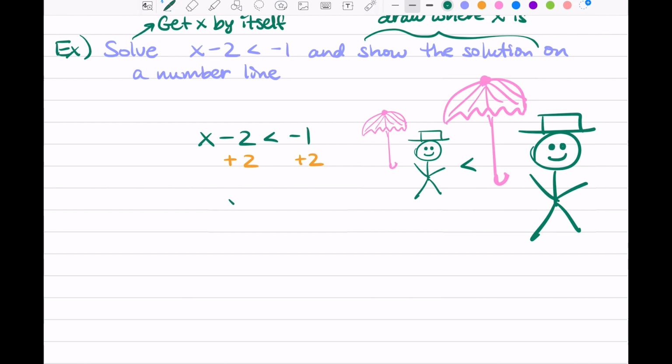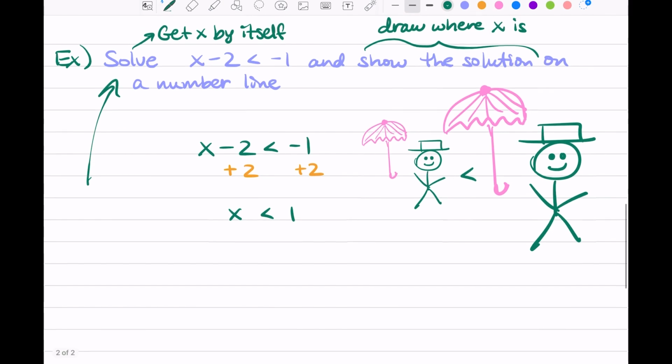And so now on the left side, we have x. And then we have that is less than -1 plus 2 is 1. Okay, so we just solved it. It said solve, which is get x by itself, and we did that. That is our answer. X is less than 1. It's smaller than 1. We don't know what it is, but it's just smaller than 1.